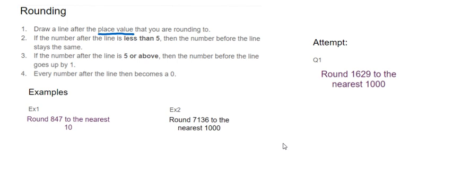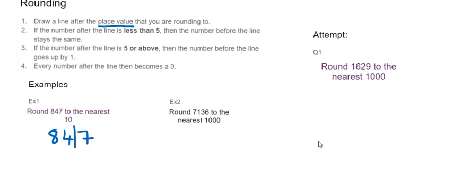So let's put the steps into practice here anyway. So let's do example 1. So 847 is the number we're rounding, and we're rounding it to the nearest 10. So you should know that the 10 in this number will be the 4. So that's what we're rounding to. So it says in step 1 to put a line after the place value that we're rounding to. So I'm putting a line down after the 4.